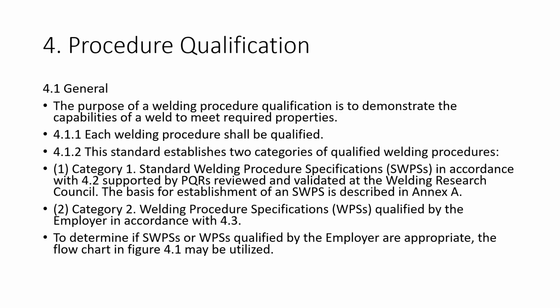And it tells us in 4.1.2, this standard establishes two categories of qualified welding procedures. Category 1 is a standard welding procedure specification. You might have seen this as SWPS. And this is supported by a PQR and reviewed and validated at the Welding Research Council. This is AWS, American Welding Society stuff.